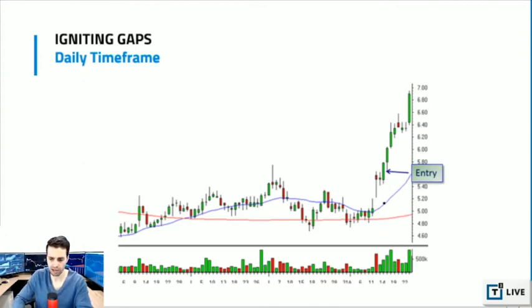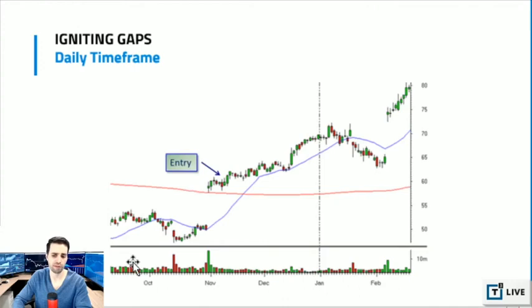A 1, 2, 3 is when you have an igniting bar, which is the gap day, a resting bar, narrow range bar, and then a continuation bar that takes out the highs of both bars 1 and 2. And then you put your stop right here. Okay? That's a 1, 2, 3. So that's what I look for after a professional gap.